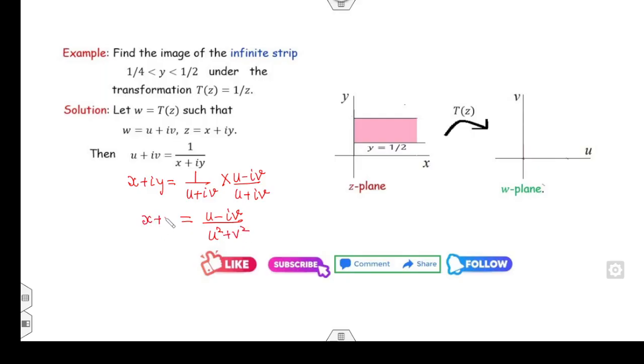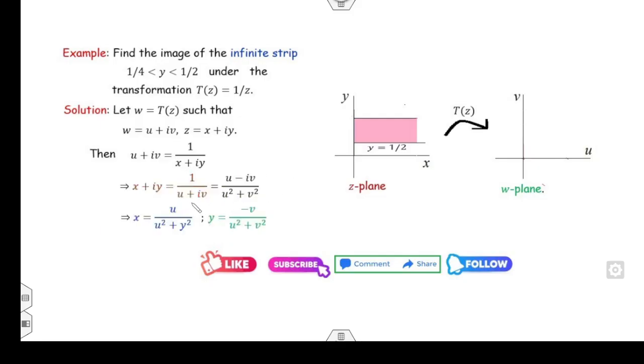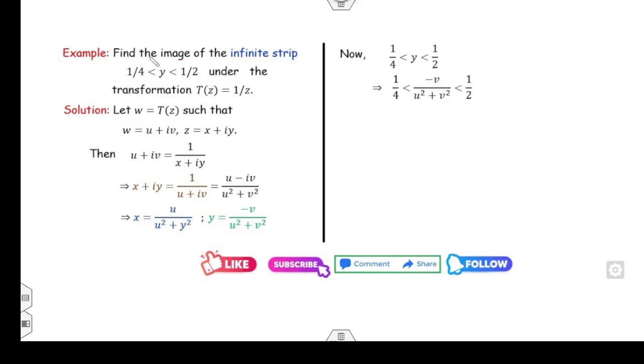So can you equate the real and imaginary components? So x will be u over u square plus v square, and y will be minus v over u square plus v square. I can substitute the value of y in the given strip. Clear? I can take the first two components and cross multiply them. U square plus v square is less than minus 4v. From this side, minus 2v is less than u square plus v square.